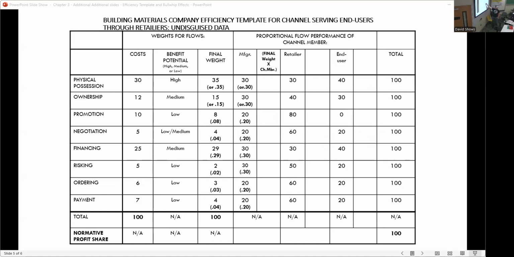These are percentages, because that's what a constant sum scale is. Remember in your basic math that you multiply percentages by moving the decimal point two spaces to the left, okay? And so that's what I'm doing. Final weight, 35 becomes 0.35. Manufacturer, final weight is 0.3. Ownership, 15 becomes 0.15. 30 becomes 0.13 down the line. You will not get that final weight times channel member on the test. That's what you're going to have to know.